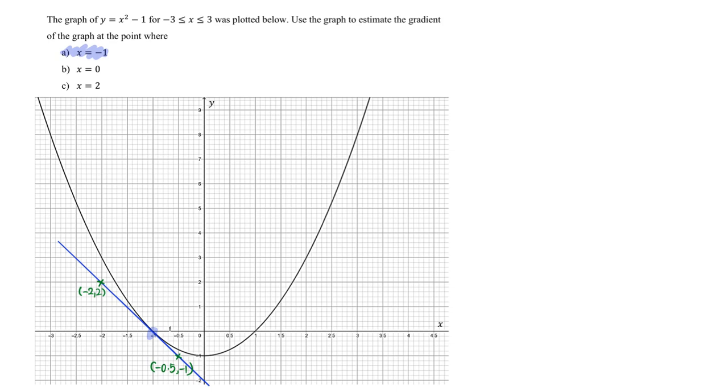find the gradient for part A. So for part A, the gradient will be equal to my y1 minus y2. In this case, it will be 2 minus -1 over -2 minus -0.5. That will give me -2.